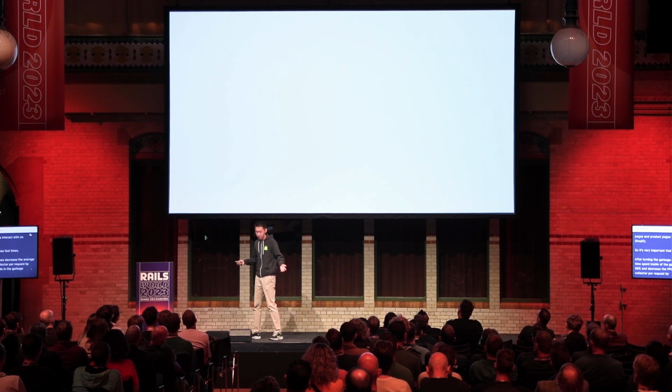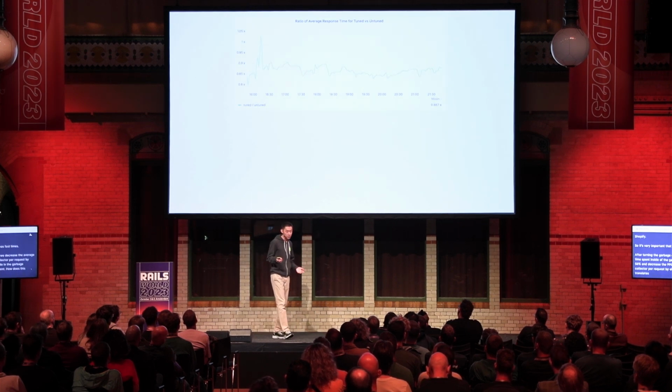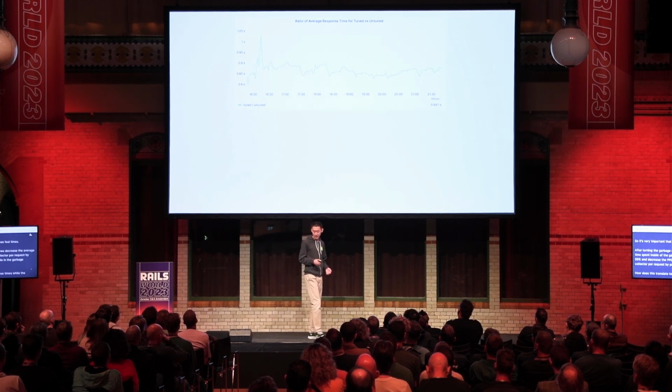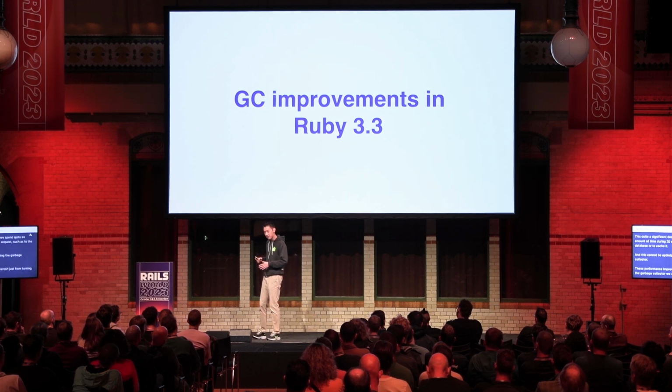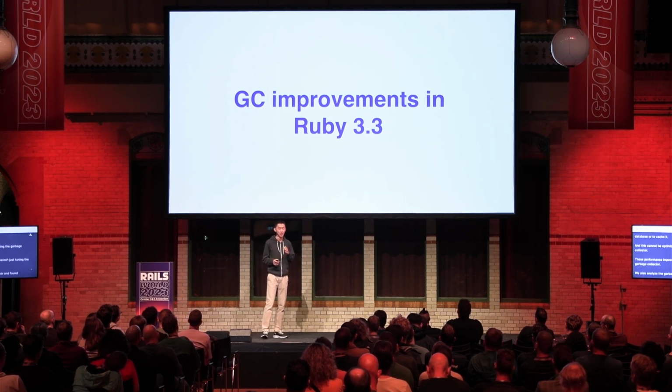How does this translate to response times? Well, the average response time decreased by about 13%, and the 99th percentile response time decreased by about 25%. This is quite a significant decrease, as we spent quite an amount of time during I/O during the request, such as to the database or to caching, and this cannot be optimized by tuning the garbage collector. These performance improvements weren't just from tuning the garbage collector. We also analyzed the garbage collector and found improvements that will speed up your Rails app in Ruby 3.3.